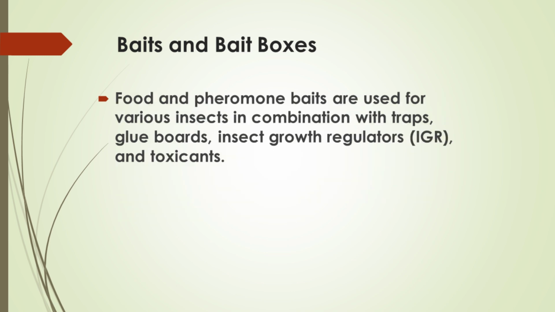Baits and bait boxes. Food and pheromone baits are used for various insects in combination with traps, glue boards, insect growth regulators (IGR), and toxicants.